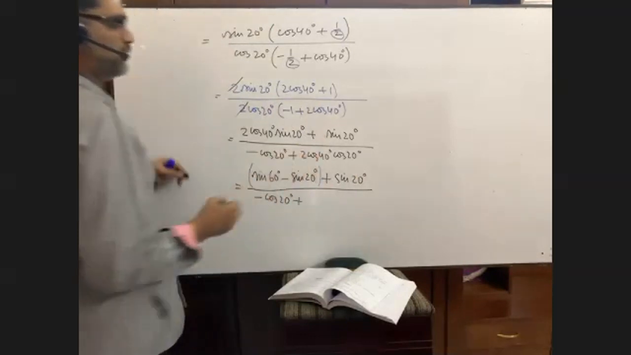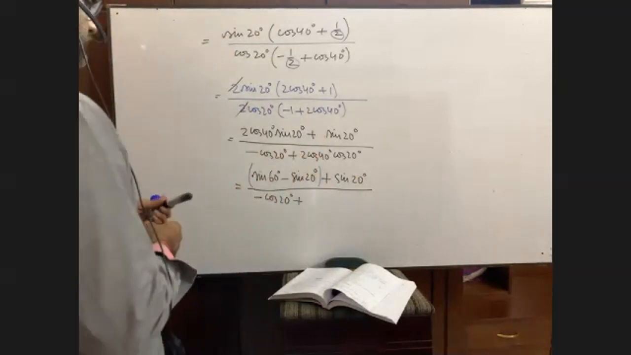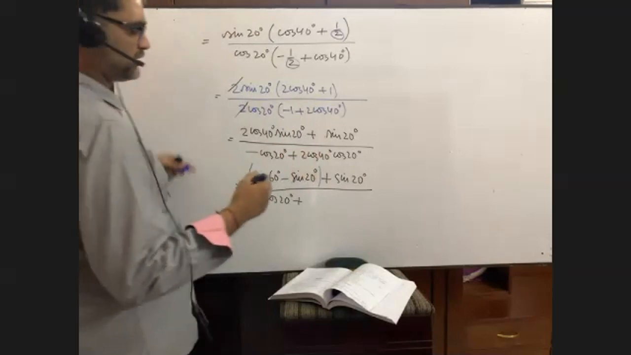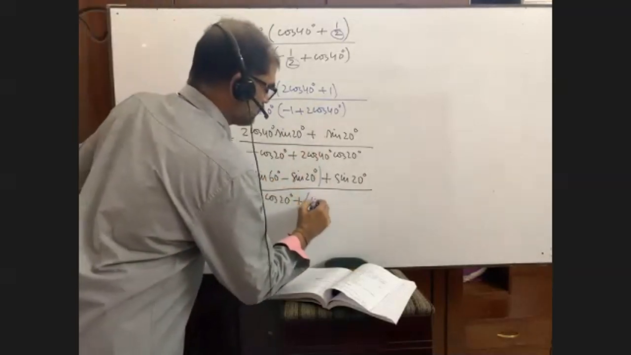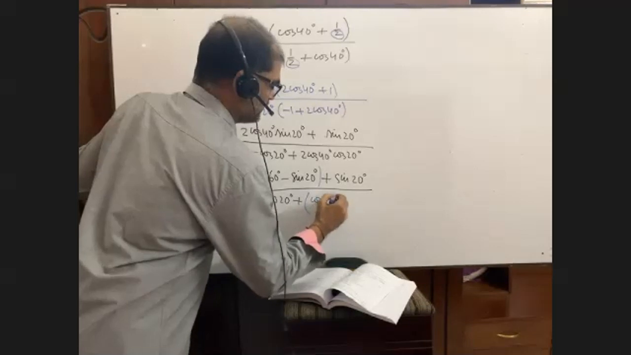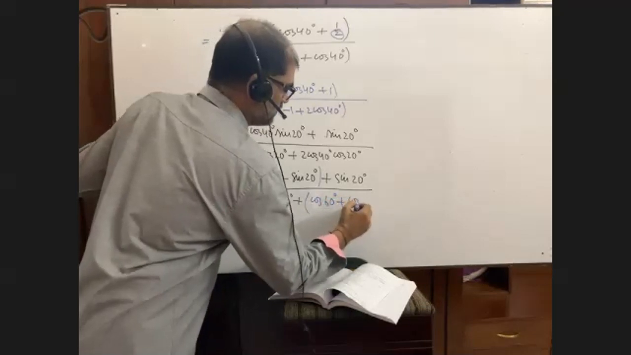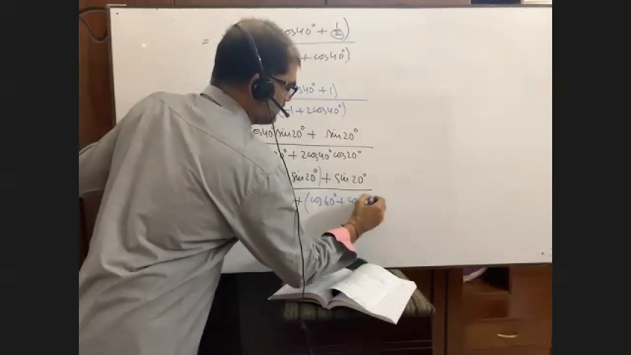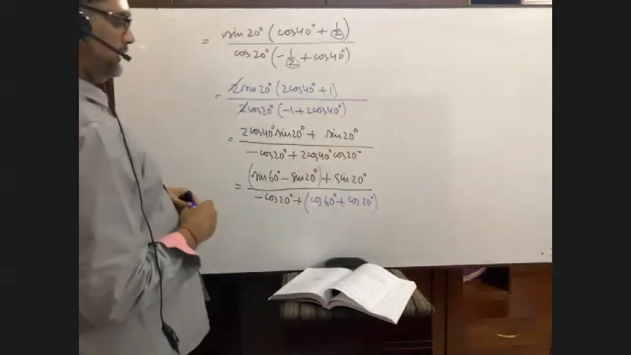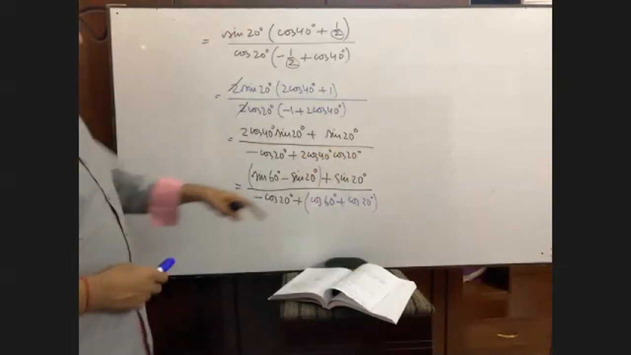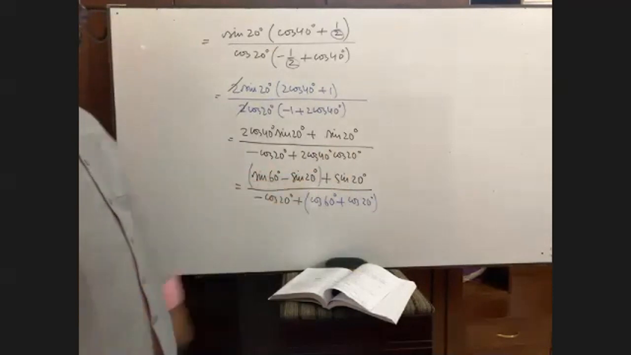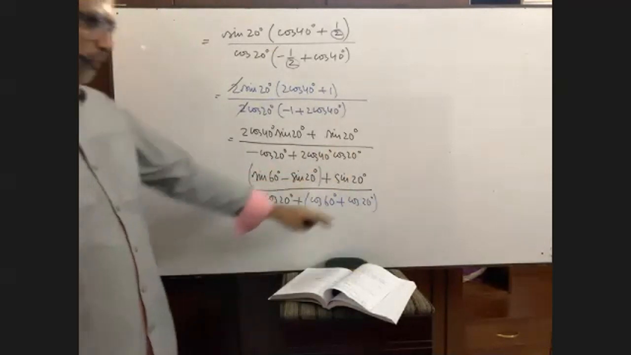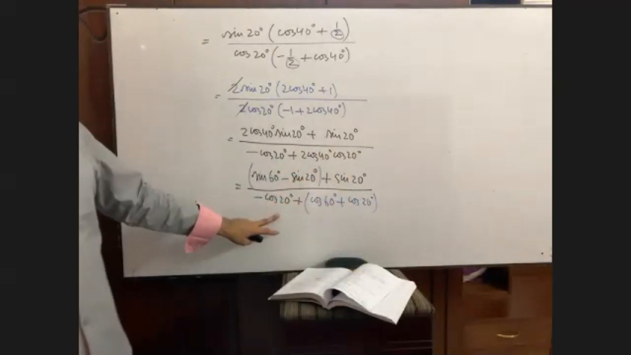Now please let me know the formula for 2 cos A cos B. It is cos of A plus B plus cos of A minus B. Okay. So what happens, you see, sin 20 minus sin 20 will be omitted. Cos 20 or minus cos 20 will be omitted, right?